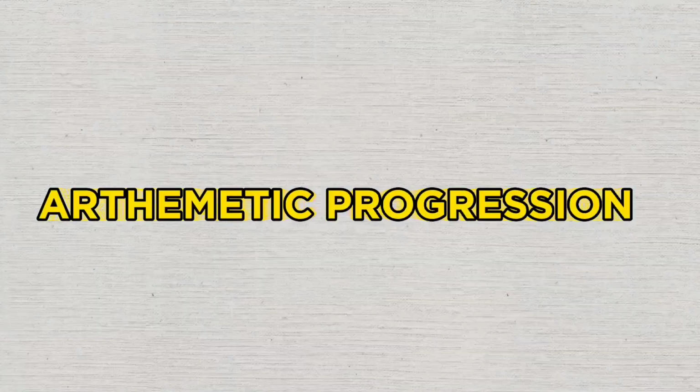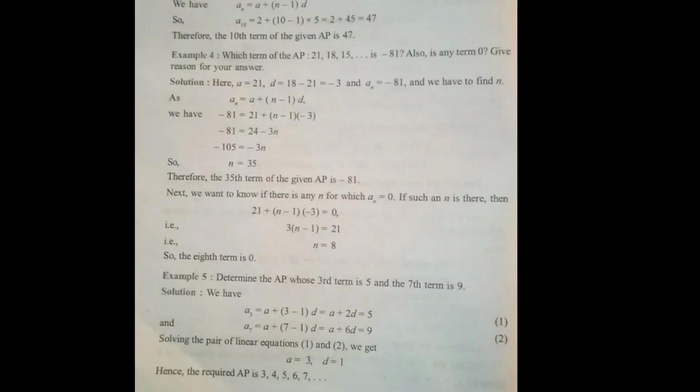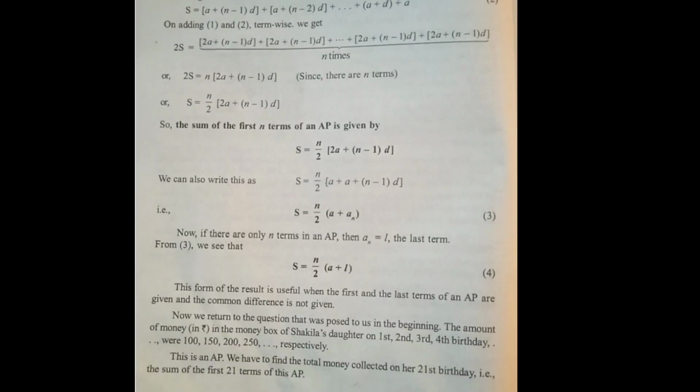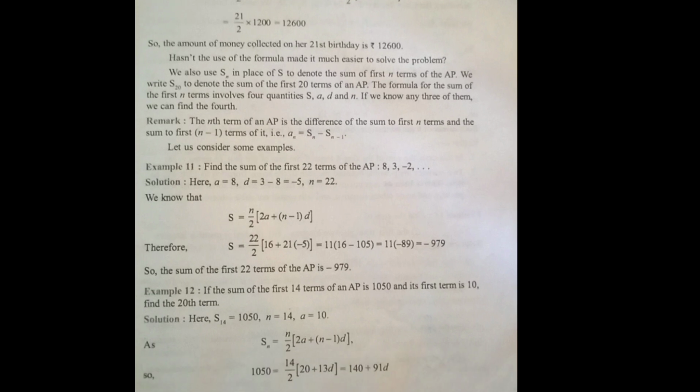So the first lesson is arithmetic progression. Here you study exercise 1.1, second one and third one, where in your exams they will ask you to find the first term, common difference or the first four terms of an AP. Next you look at examples 3, 4 and 5. The same questions may not come for the exams, but the kind of questions will appear in the exam. Next you look at these formulas and their application. For the application you may look at examples 11 and 12.